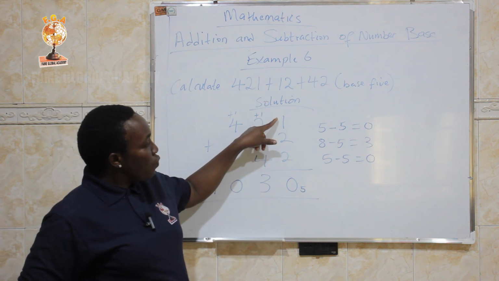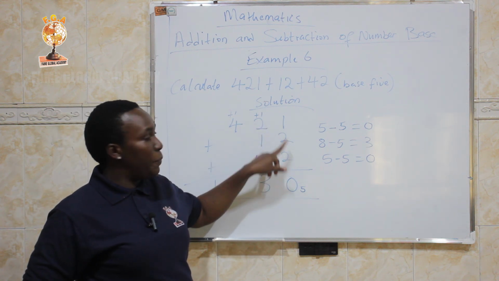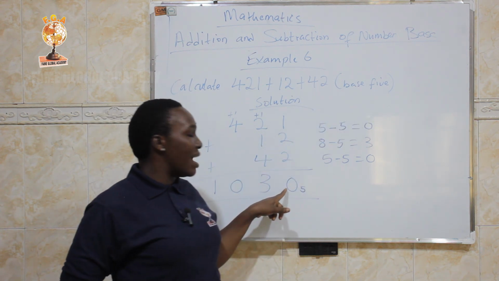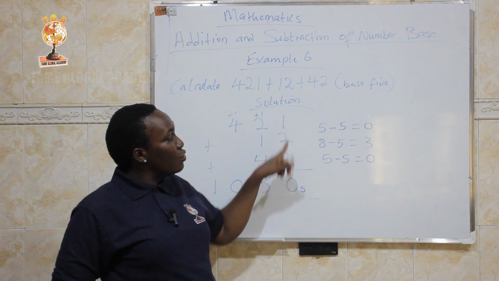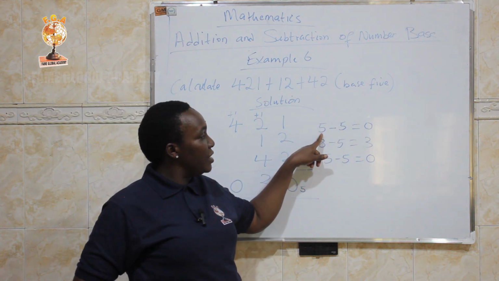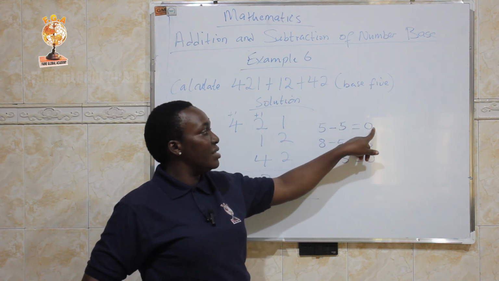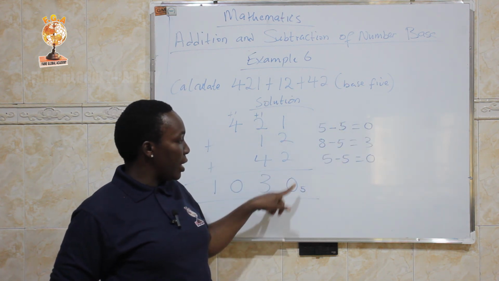Okay, so we have 1 plus 2, 3, 3 plus 2, 5. 5 is the base we are working with, so we can't write 5 here. Rather, you subtract the base from the 5. This is the 5 we got as our answer, minus the base we are working with, and we are having 0. So it's 0 that you put here.